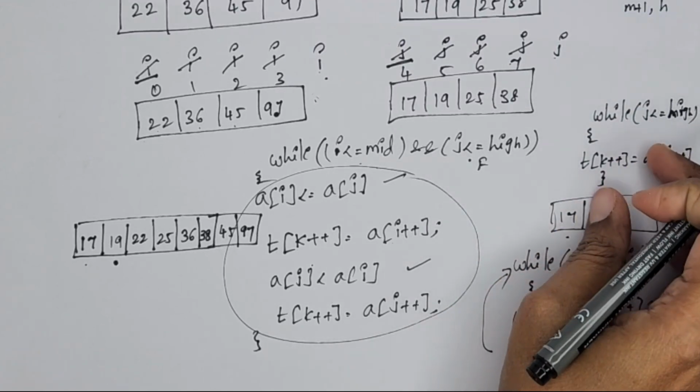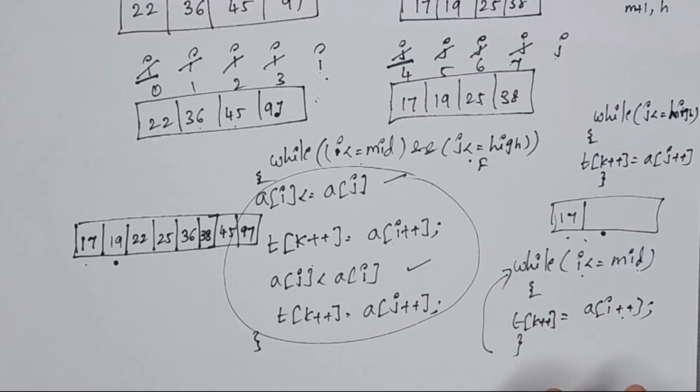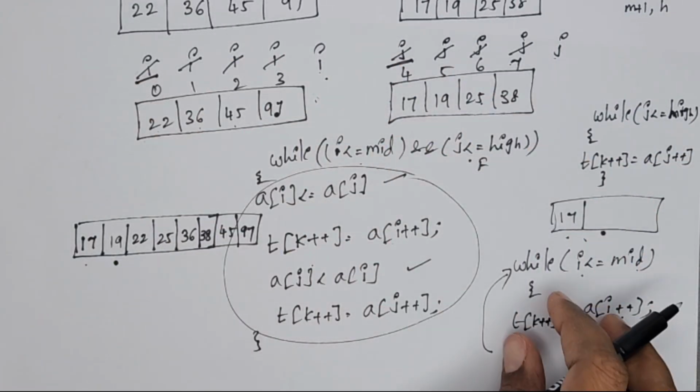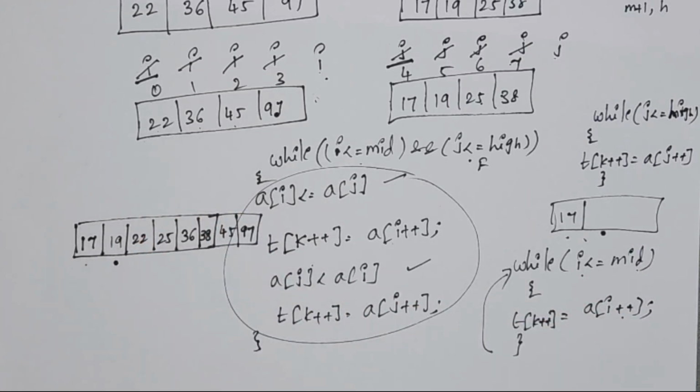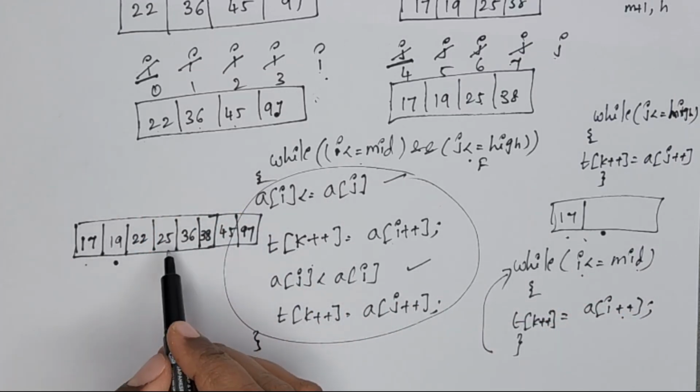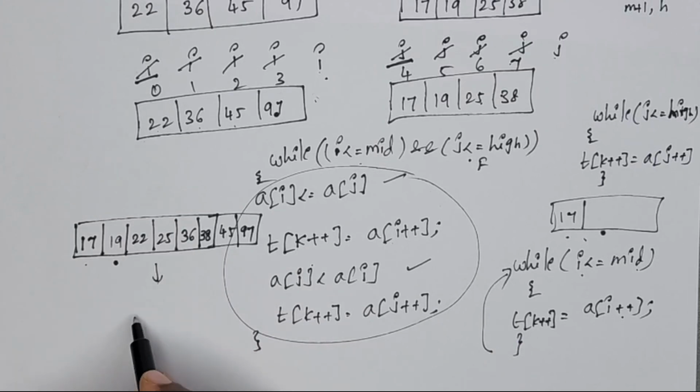Like this, you have to check each individual array or individual list, and you have to copy the remaining elements into the temporary array. So once we have copied everything, then from the temporary array you can copy all the elements into the a array.